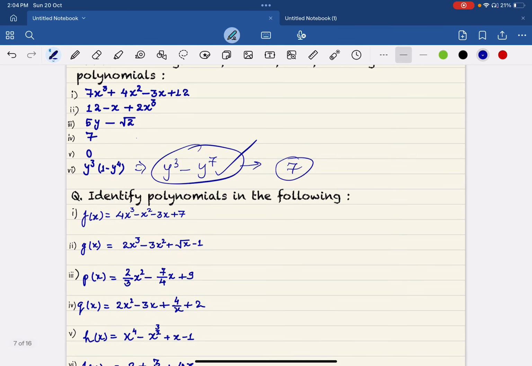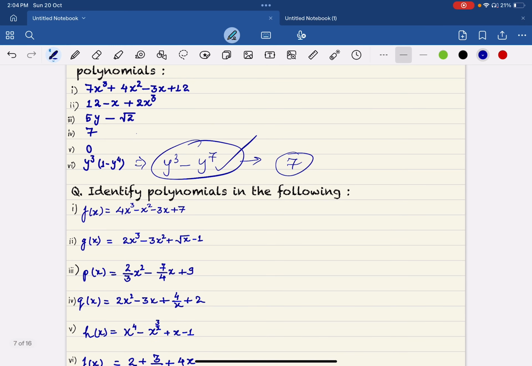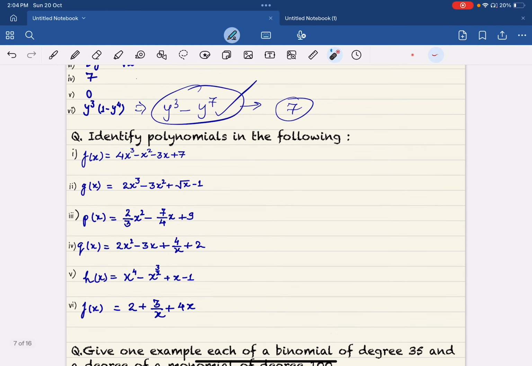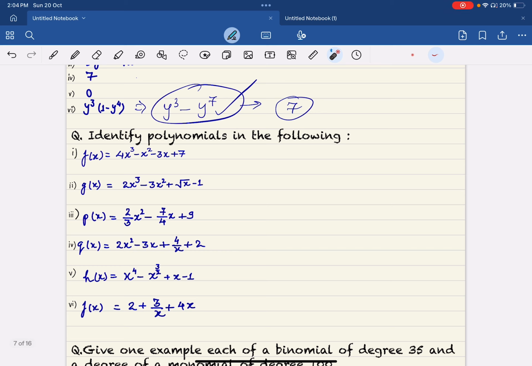Okay. Now next question, identify the polynomials in the following. We have to identify which one is a polynomial. So in this, we have to identify whether the variable has power as a whole number or not.